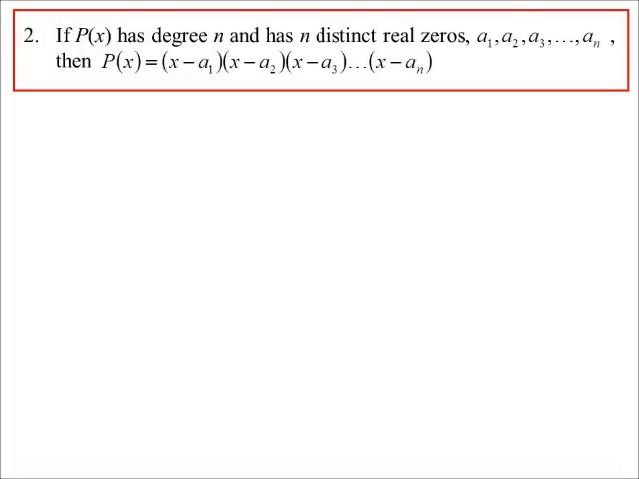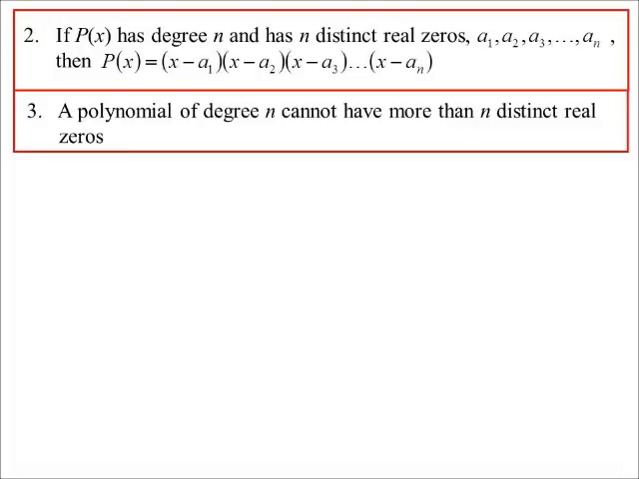So if I know n solutions, not only when I multiply those together do I get a factor, but it must be indeed the polynomial itself. And that's what I just said. A polynomial of degree n cannot have more than n. Well, I said n solutions, but using technical terms, n distinct real zeros.